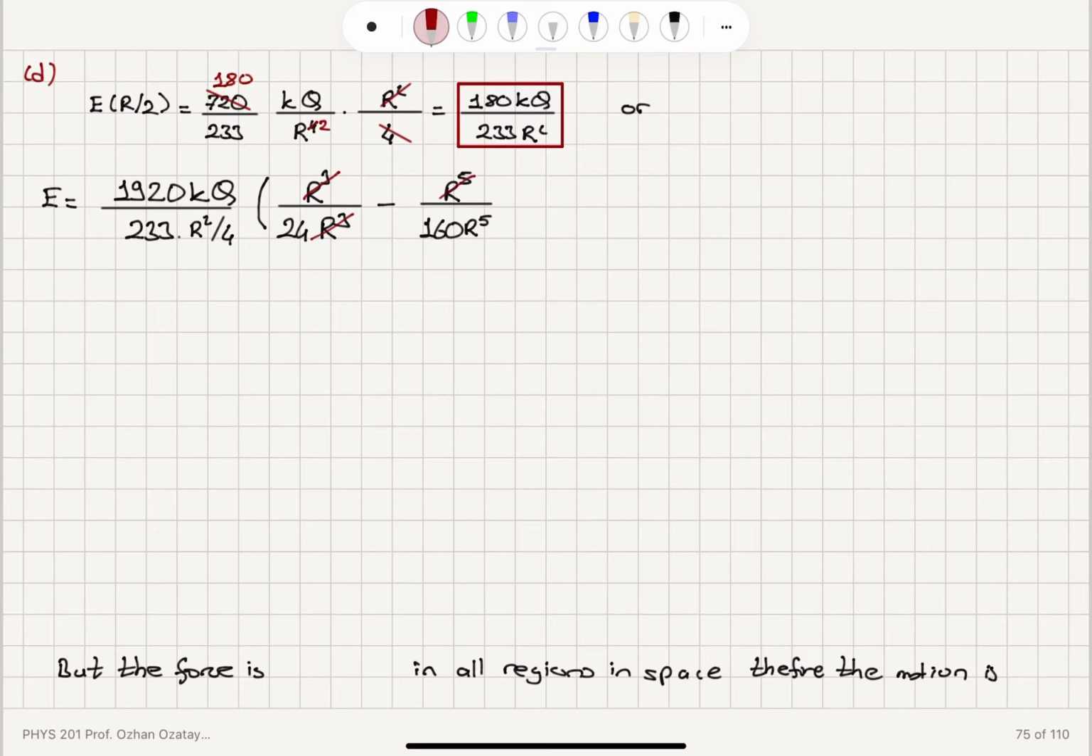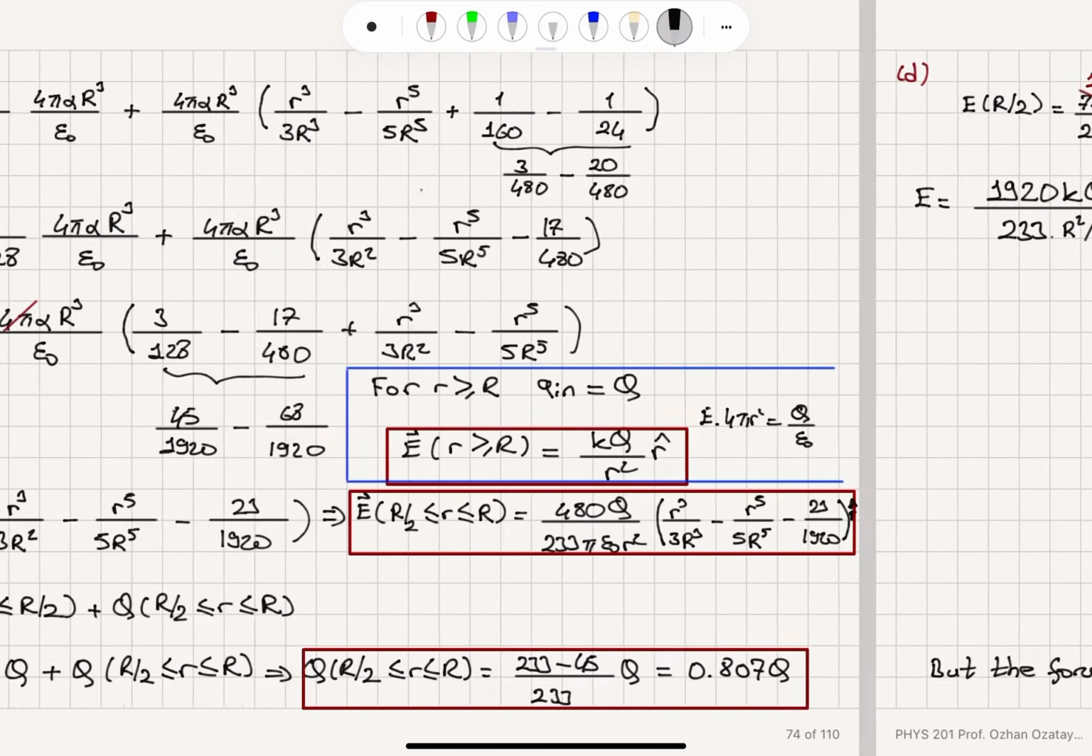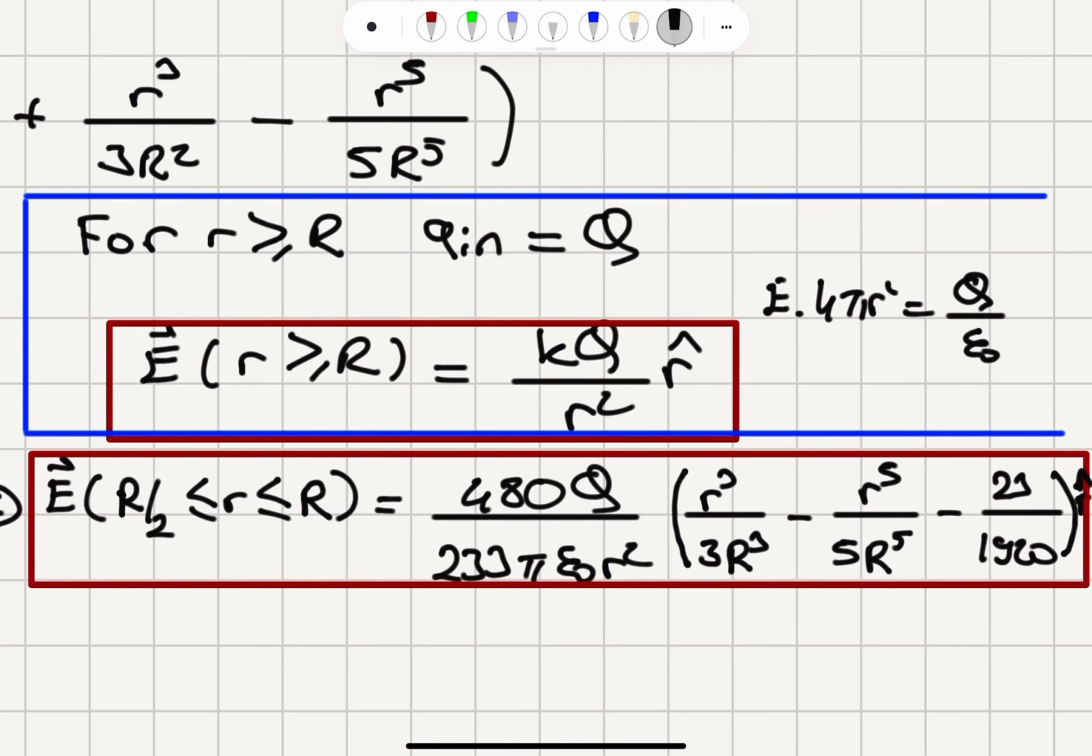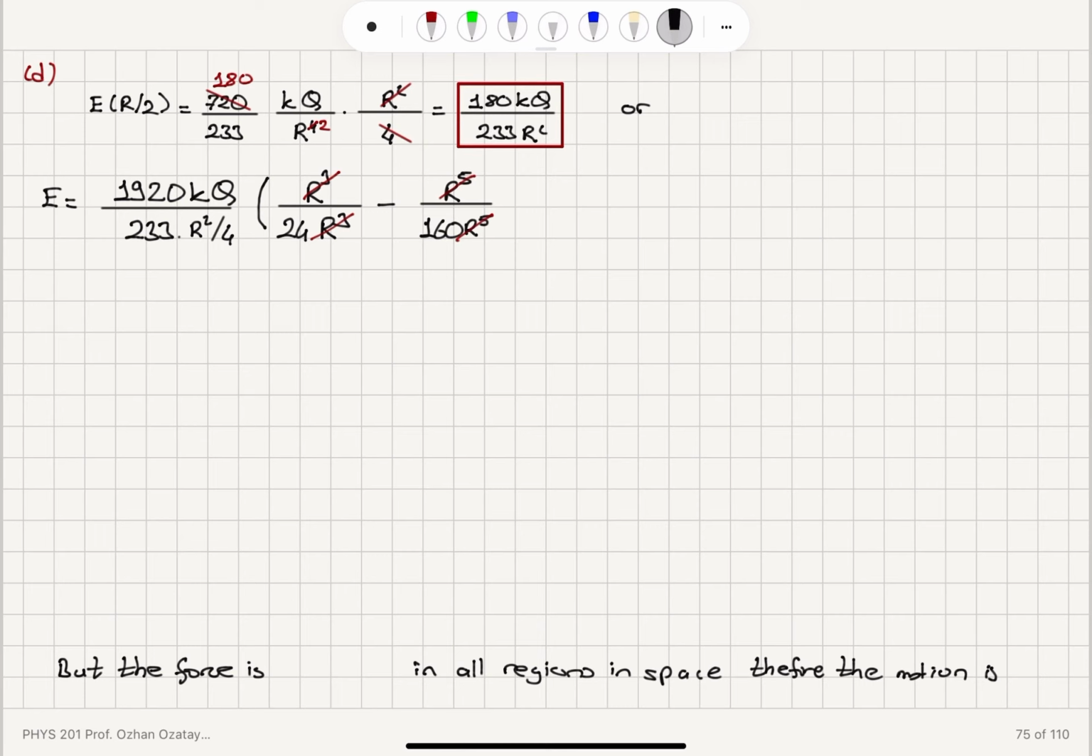We can see here these will cancel. And the last term is 23 over 1920. So that is minus 23 divided by 1920. And this will give me 1920 times 4kq divided by 232 capital R square.